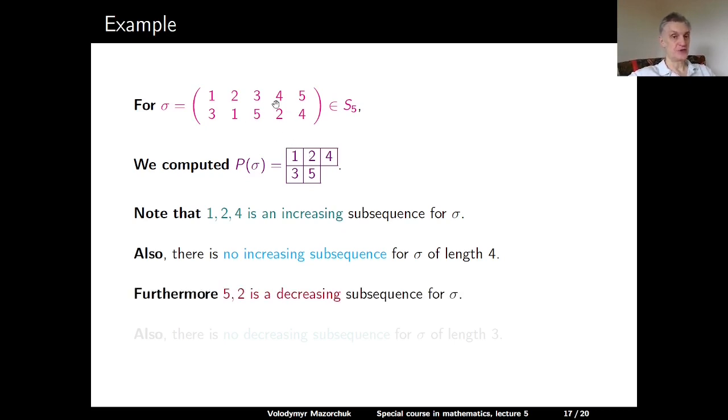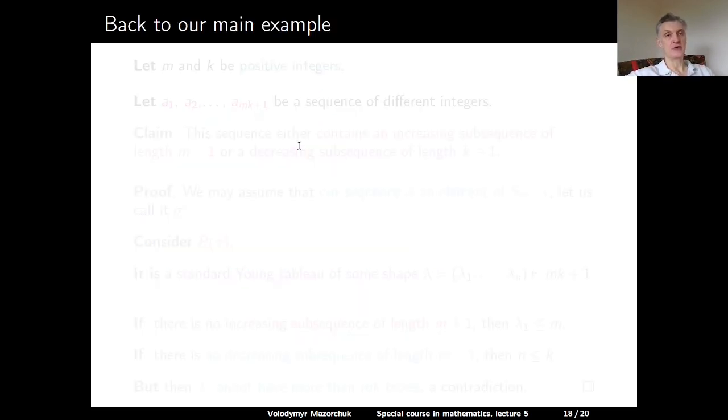Further, 5, 2 or 3, 1, so we have various decreasing subsequences for sigma of length 2, and there is no decreasing subsequence for sigma of length 3. So the height of the first column is the longest length of a decreasing subsequence for sigma. So that's an example. And now we can go back to our main claim.